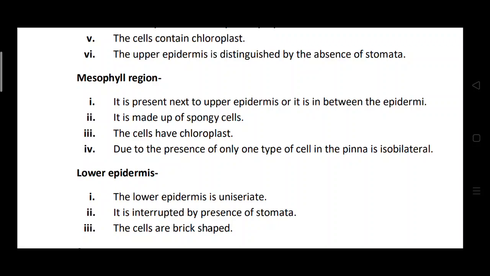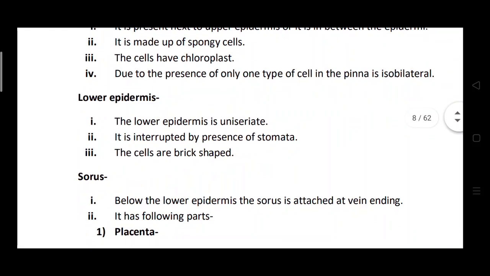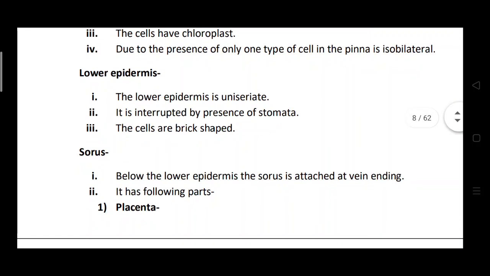इसमें एक ही टाइप्स के सेल रहते हैं, इसलिए उसे आइसोबायलैटरल सेल्स भी बोलते हैं. और जो मेसोफिल सेल्स है, दे हैव कंटेन्स द क्लोरोप्लास्ट. They are made by the spongy cells, and it is also present in between the two epidermis. Then the next structure is the lower epidermis.